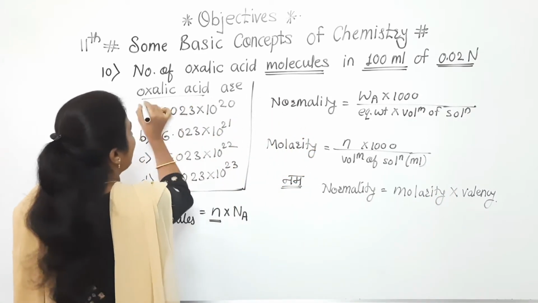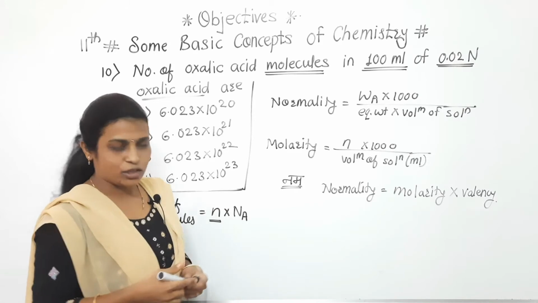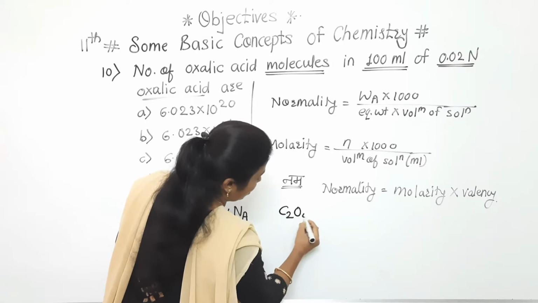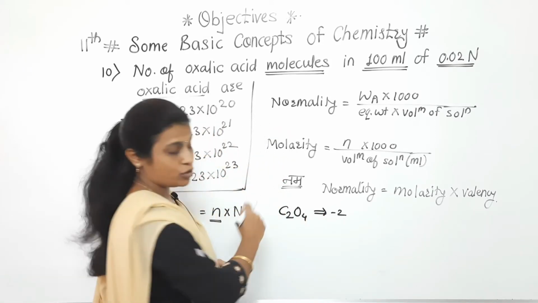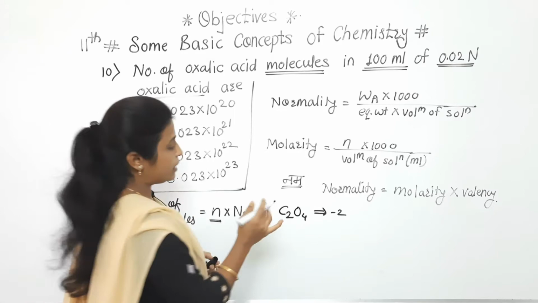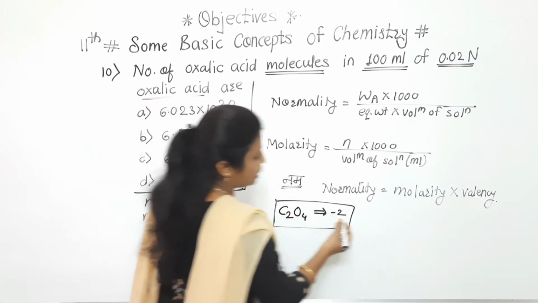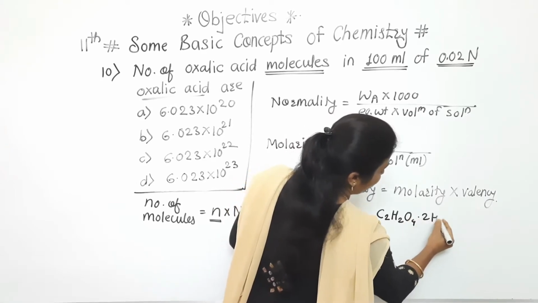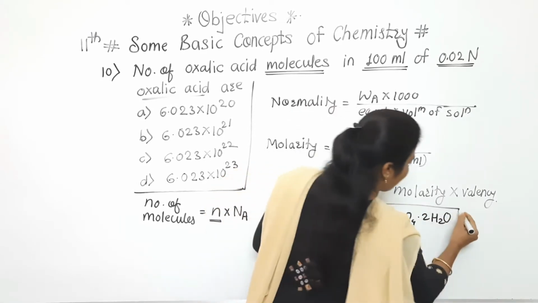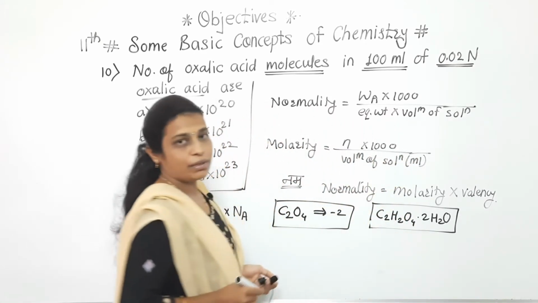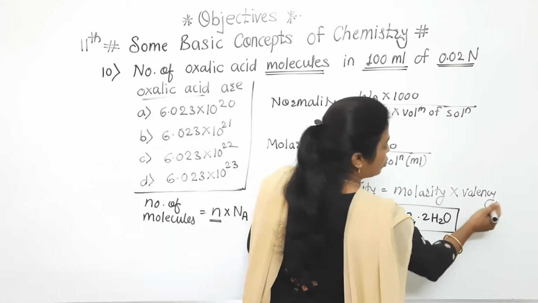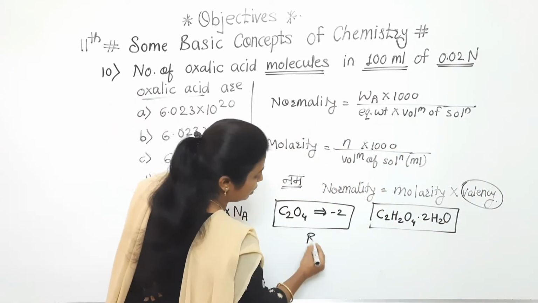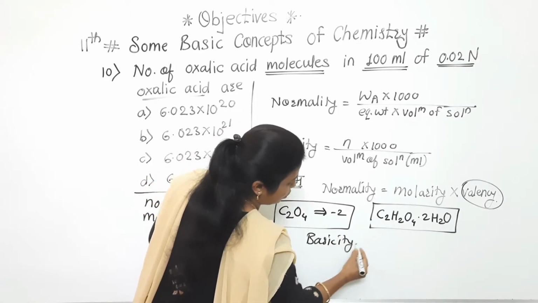See, oxalic acid is there. In our last video, or before two lectures, we discussed that C2O4 carries minus 2, like SO4 2 minus, CO3 2 minus. I gave you that idea because oxalic acid's formula is C2H2O4·2H2O. Actually this is a dibasic acid, which means its basicity is 2. So here we can write the basicity also. For that we are going to consider basicity equal to 2.